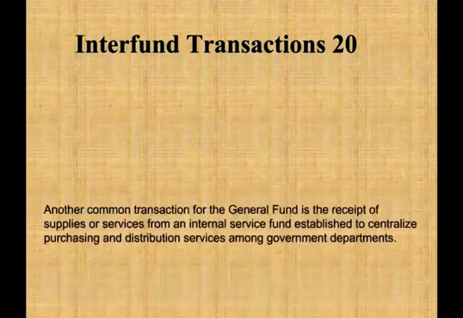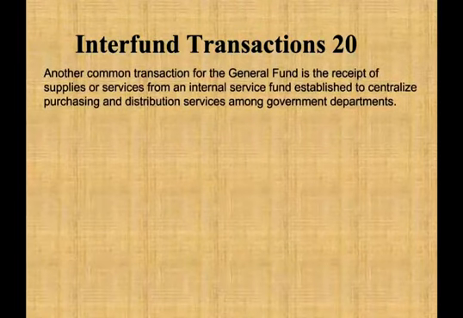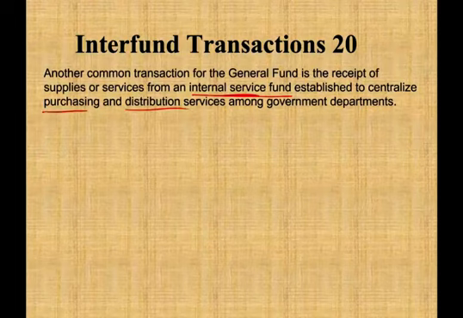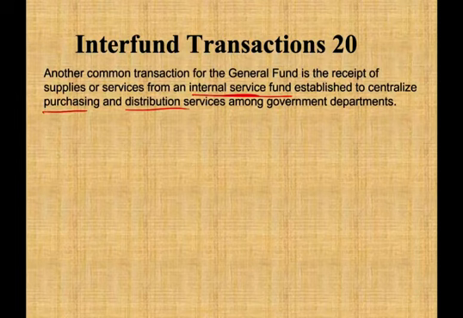Okay. Let's look at another interfund transaction. Another common transaction for the general fund is the receipt of supplies or services from the internal service fund, established to centralize purchasing and distribution services among governmental departments. Also, the internal service fund is considered its own.